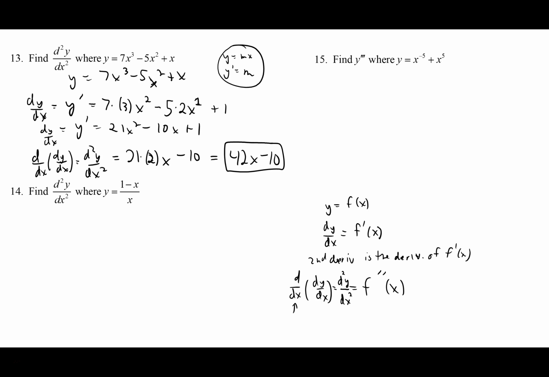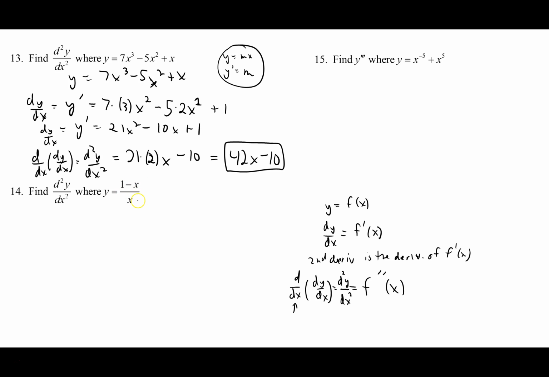And with polynomials, each time you're going down 1 in exponent. So we start with a cubic, its derivative is a quadratic, and the derivative of a quadratic is a linear function. Okay, great. Now this next question, 14, we need to do some algebra to it first to start out with.